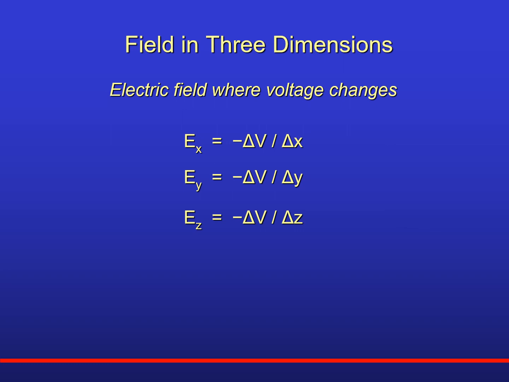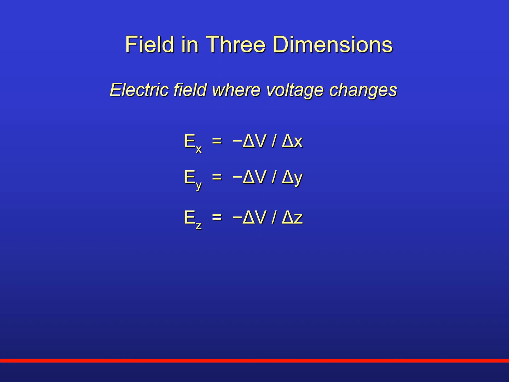So in 3 dimensions, the components of the electric field depend upon how the voltage changes in each direction. There's a field in the x direction if the voltage changes in the x direction. Field in y, z, if voltage changes in those directions. Again, don't forget the negative sign. The negative sign means the field points in the downward direction. It points in the direction voltage decreases. There's an electric field where voltage changes.